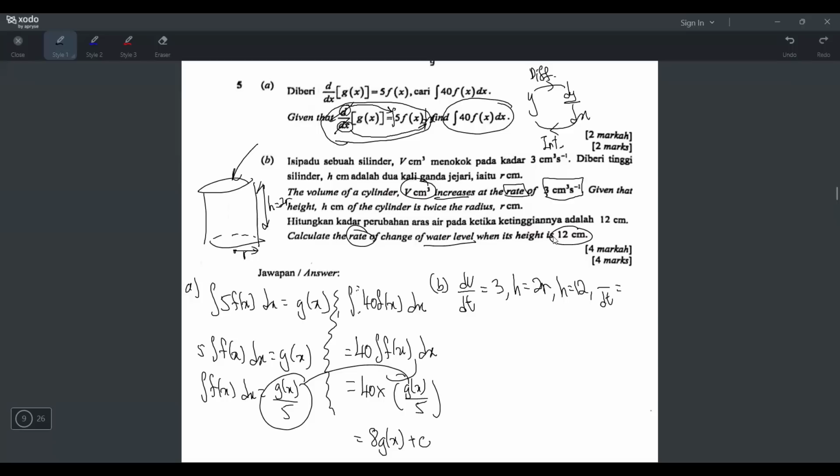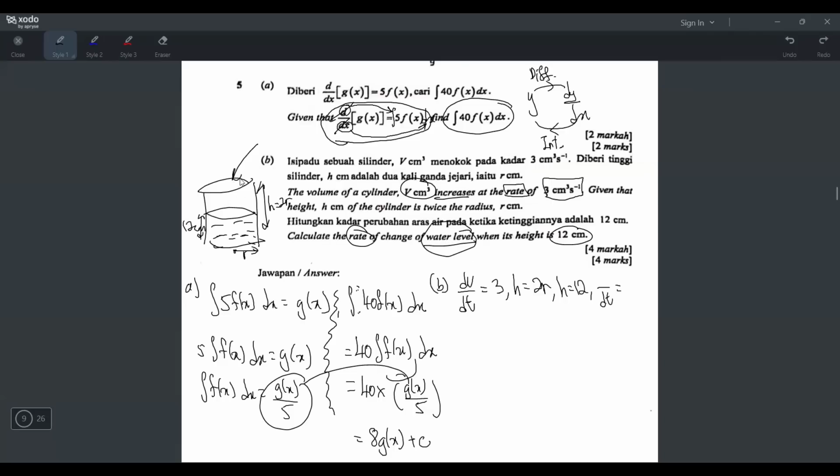And then calculate the rate of change of water level when its height is 12 cm. Rate of change of water level. It means that the water level is actually the h lah, right? Because the way we measure water level is when you fill up the water here, and you want to know the water level, the water level will be the distance from here to here. In other words, it is the height of cylinder. And they say when its height is 12 cm. It means if I fill it up until this is 12 cm, what is the rate of change of water level, right? Because the rate of change of volume is 3.